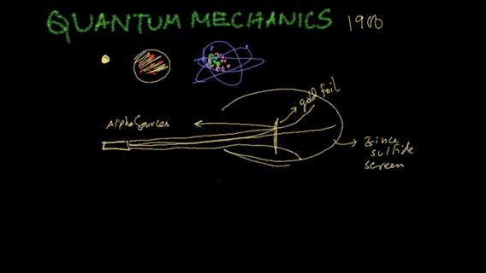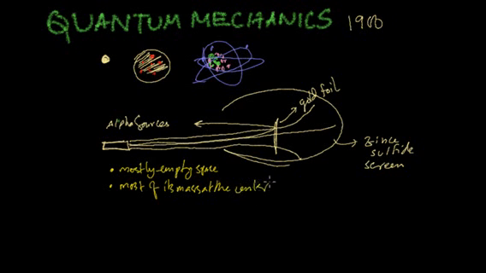So from that he came to the conclusion that atoms are mostly empty space, because most of them pass straight through. Then he came to the conclusion that since some bounced directly back, the atom has most of its mass at the center. So from that came Rutherford's model of the atom.